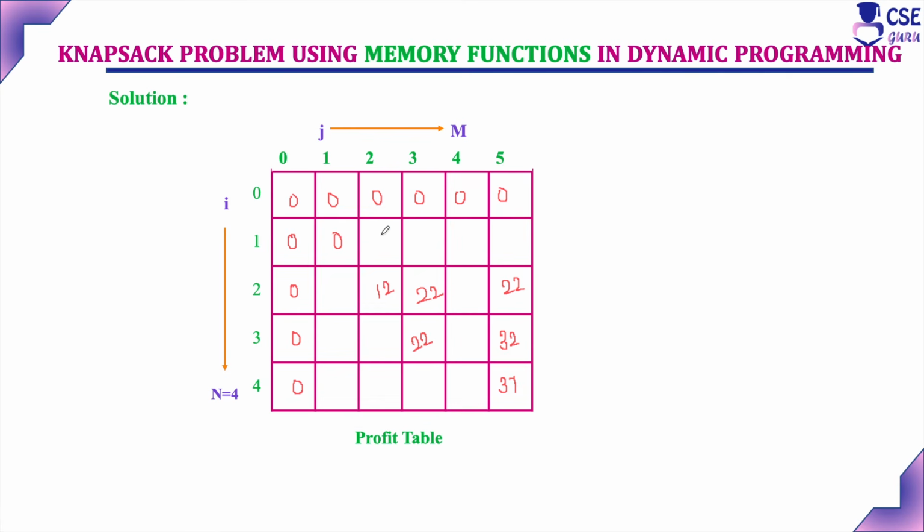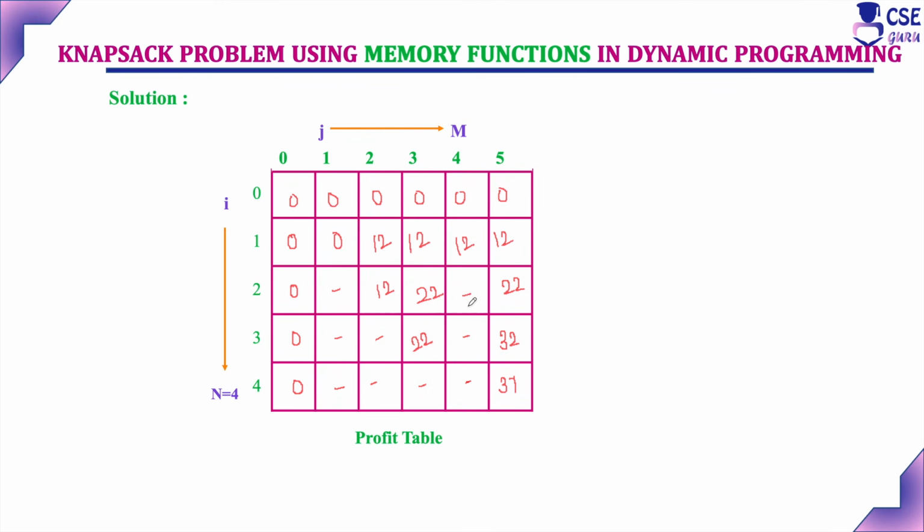Okay, similarly, we have computed for 1, 2 and 1, 3. V of 1, 2 is 12, and 1, 3 also 12. Next, we have computed 1, 4 and 1, 5. There also the value we have computed is 12 only. And here we are considering only these sets. It is not necessary to find the solution for every set in the memory function method.